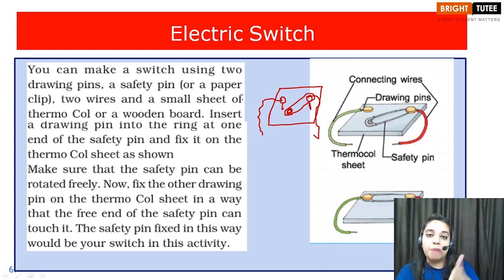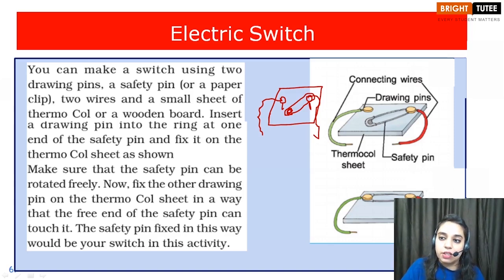Because there is a gap between the 2 drawing pins, and when this is the case, the electric circuit is incomplete. Right children, in an incomplete circuit, the current cannot flow. So in this case, we say that the switch is off.